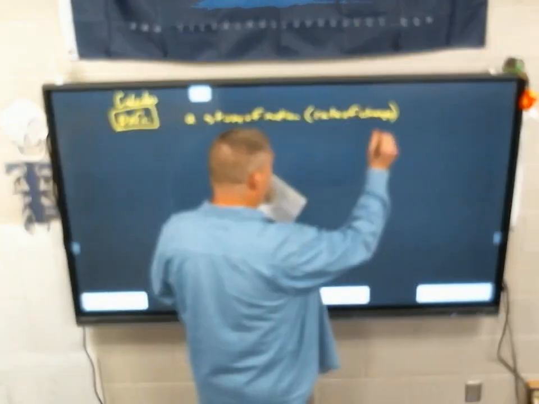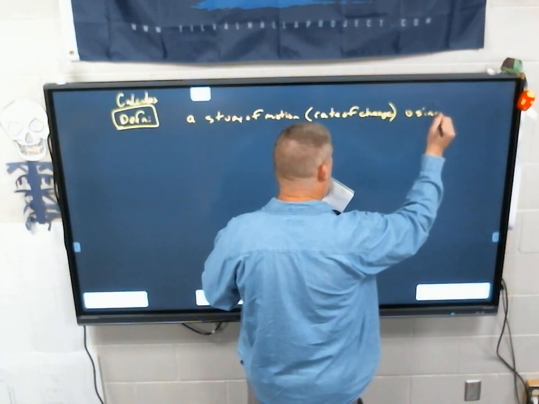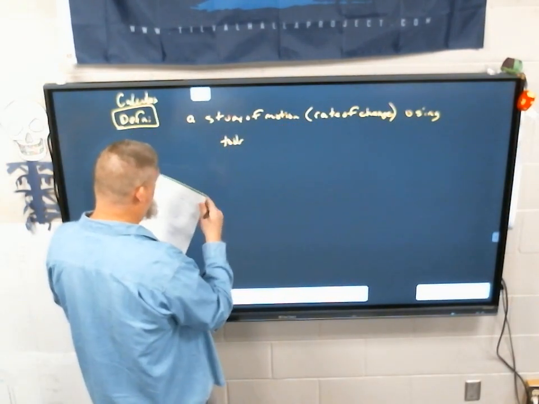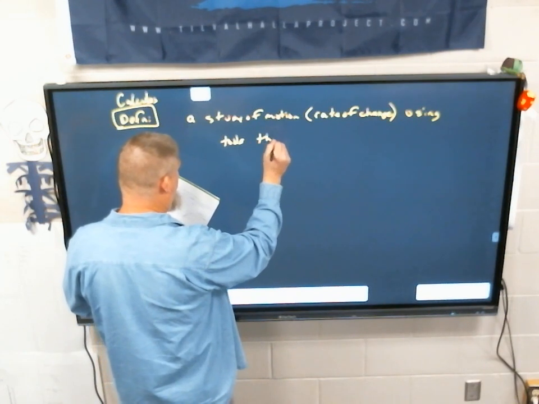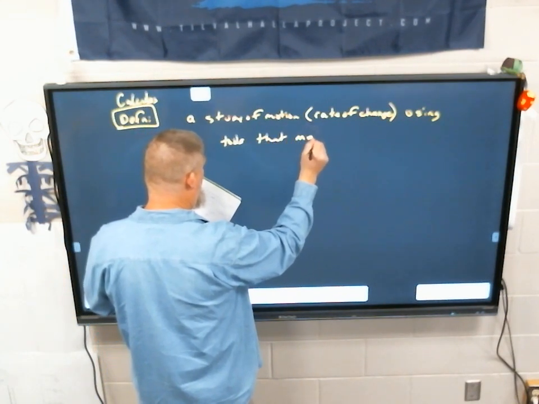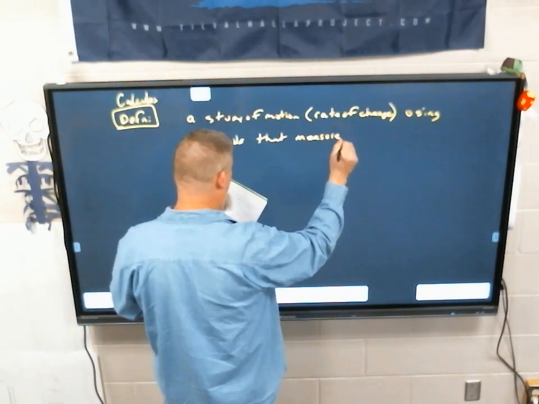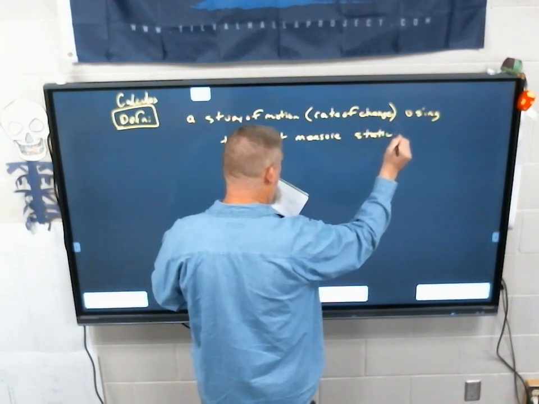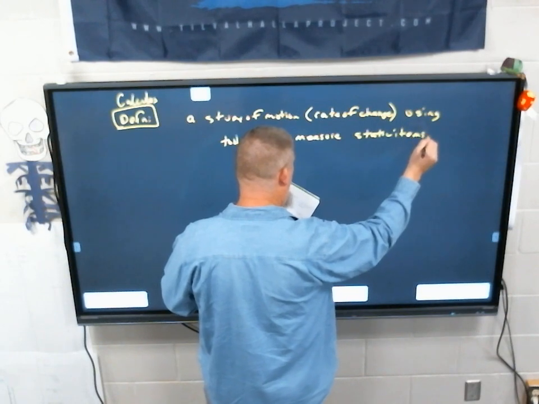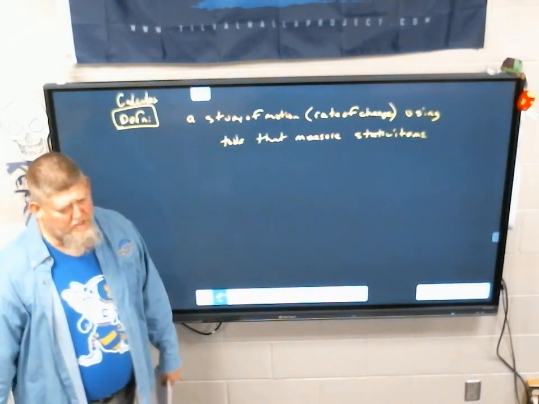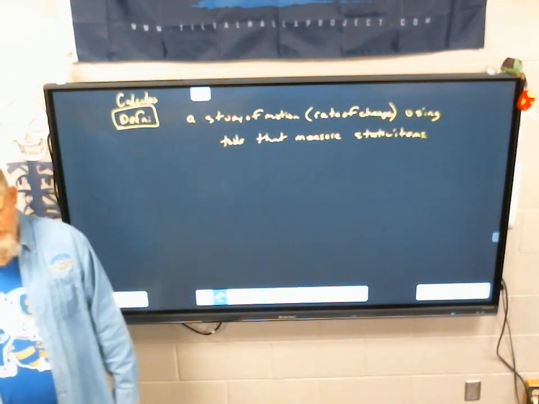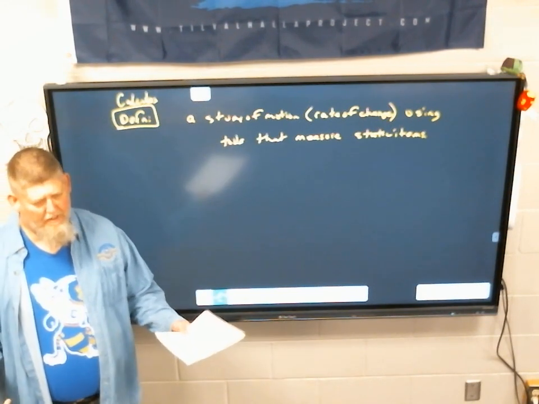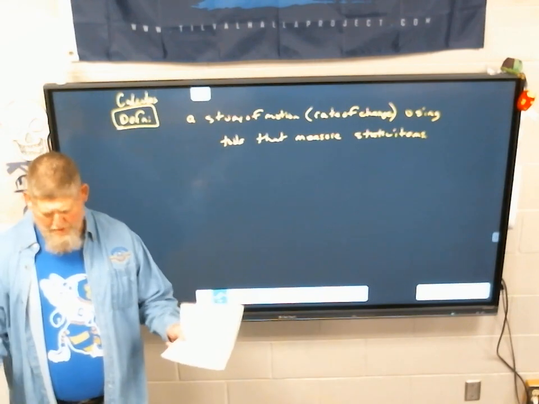Okay, using tools that measure static items. So in Algebra 1, we said, what's the slope between 2 points? Well, that's kind of static. It's standing still. Like, we take average distance from one point to another.